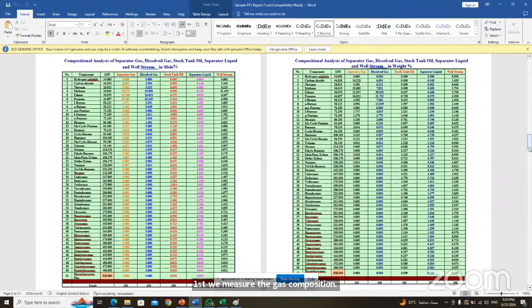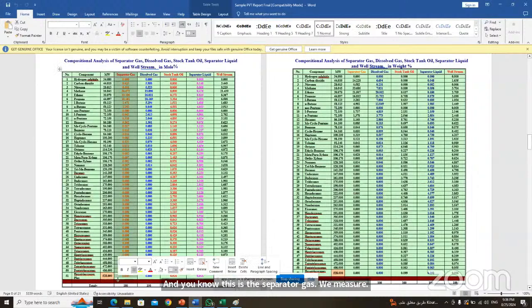The composition is measured using the chromatograph. We have gas chromatograph and we have liquid chromatograph. For gas chromatograph, we just use the gas sample in the chromatograph and measure the composition, like in this case. So you have here the different components. This is the molecular weight, and this is the separator gas. We measure the separator gas directly.